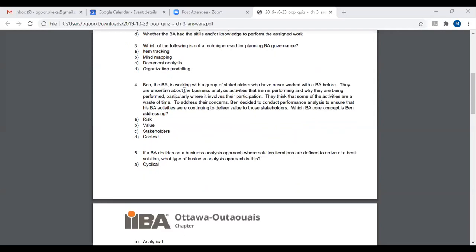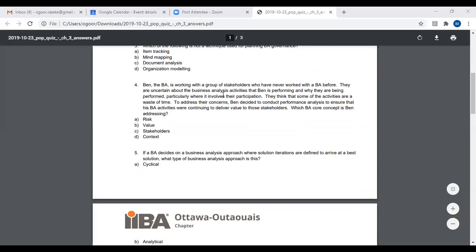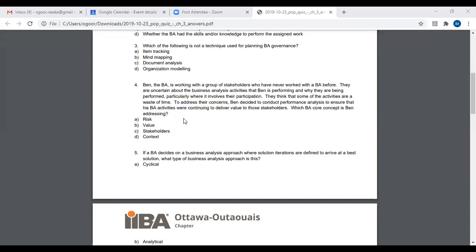Ben, the BA, is working with a group of stakeholders who have never worked with the BA before. They are uncertain about the business analysis activities that Ben is performing and why they are being performed, particularly where it involves their participation. They think that some of their activities are a waste of time. To address their concerns, Ben decided to conduct performance analysis to ensure that his business analysis activities were continuing to deliver value to those stakeholders. Which core concept is Ben addressing? A, risk. B, value. C, stakeholders. D, context. Value.